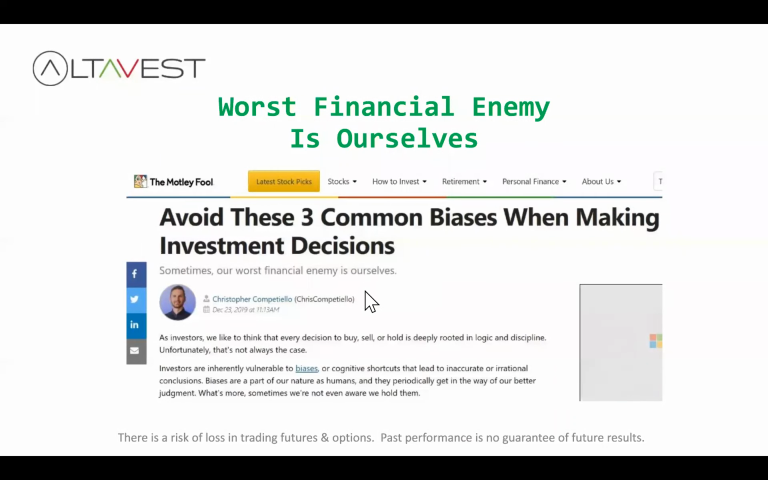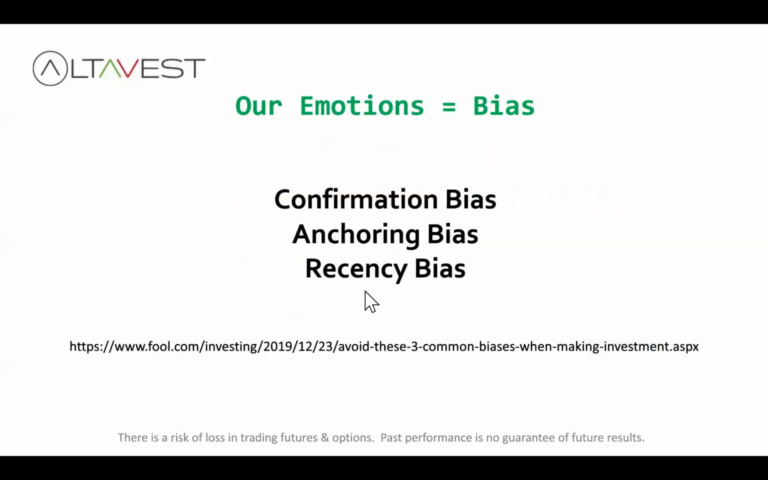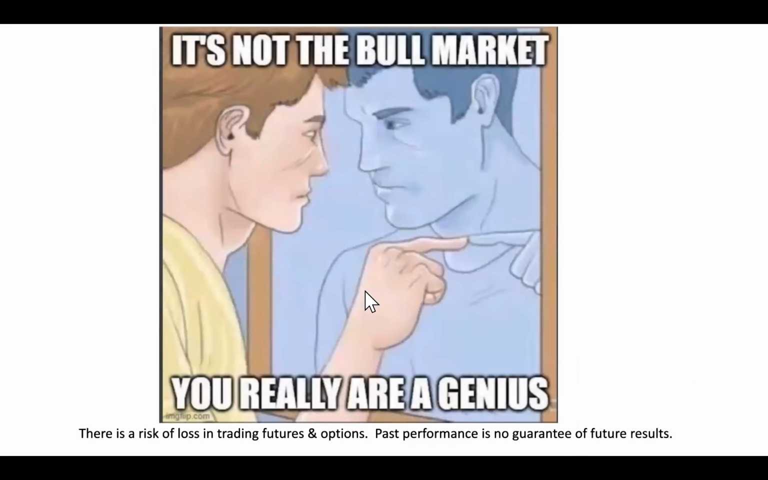I think that's a great line. Motley Fool kind of sums it up nicely. There's confirmation, anchoring, and recency bias. We all need to be aware that we're all vulnerable to that, even if you've been doing this for decades. I think this sums it up. I think that doesn't need any further explanation.